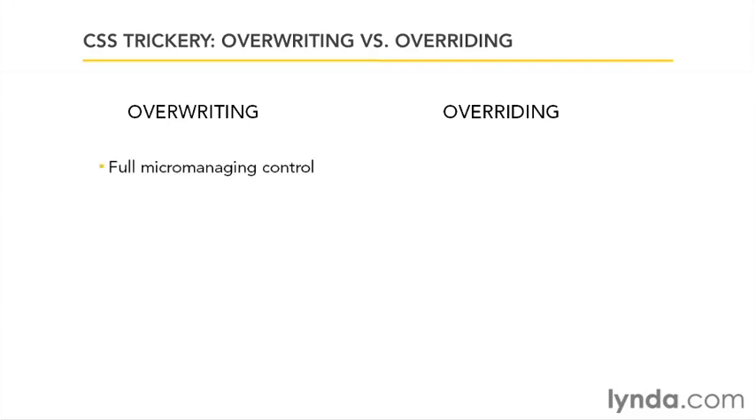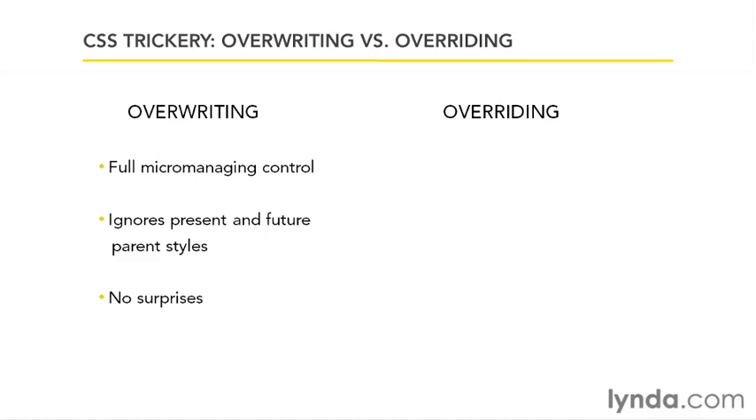If you look at overwriting first, when you overwrite styles, you're given full micromanaging control. That means you write a new style sheet or you completely supplant the original style with a new one, and that means you have complete control over every single element of that style. That also means the overwritten style ignores present and future parent styles. So if you have a parent style and you overwrite it, the parent style is completely ignored. That also means if the parent style is updated in the future, you are still overwriting it so you won't see it. That in turn means you have no surprises.